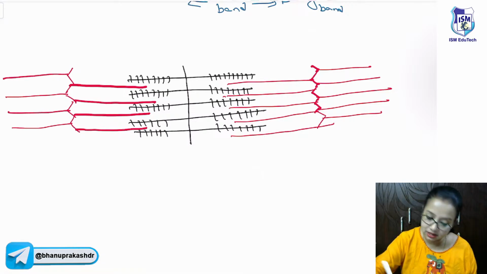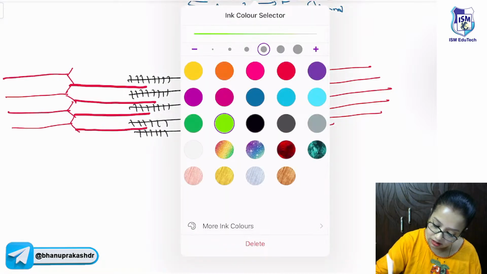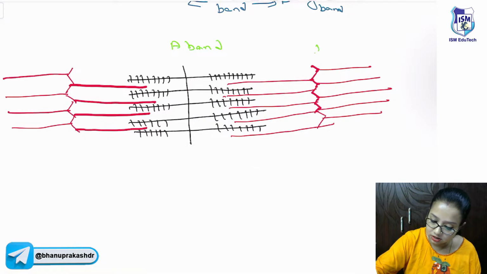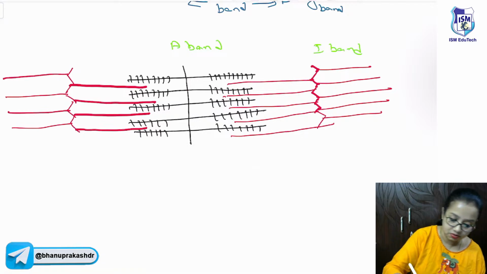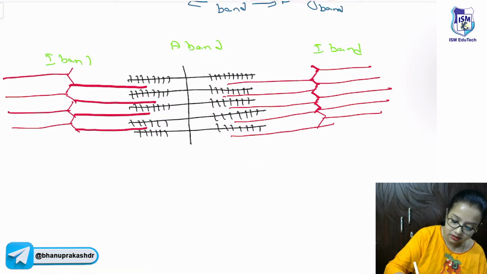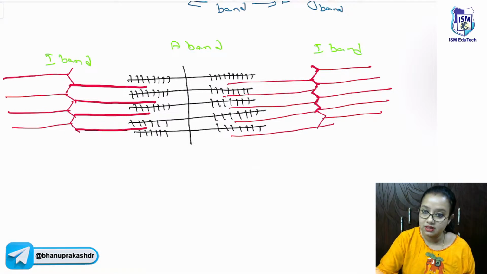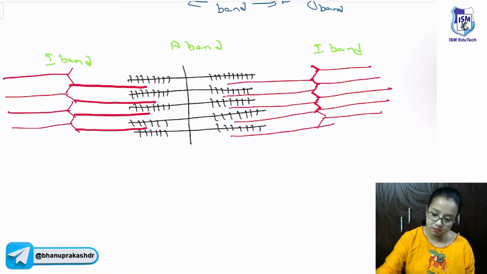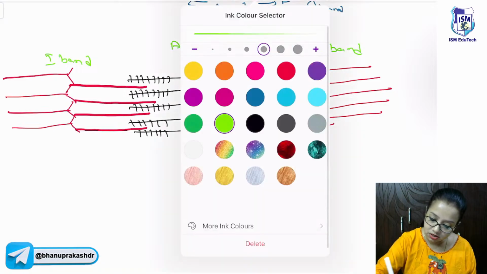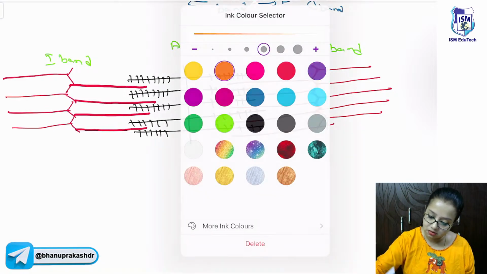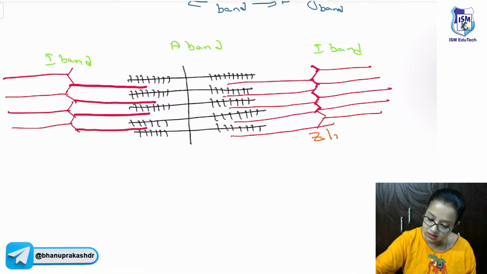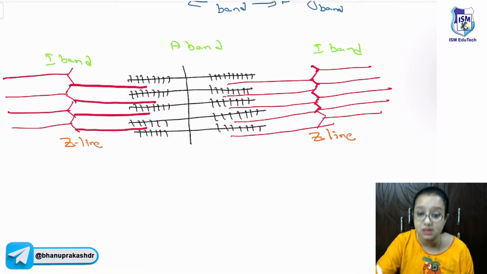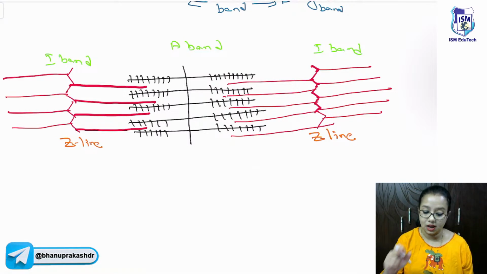So this darker region is our A band. On either side of the A band, what we have is the I band. Centrally, there is a relatively thicker line that is passing through the I band, which is our Z line. This central line is our Z line that passes through the I band.